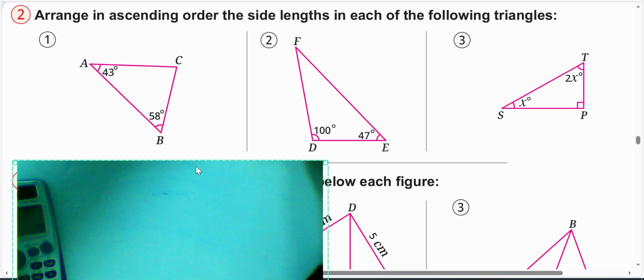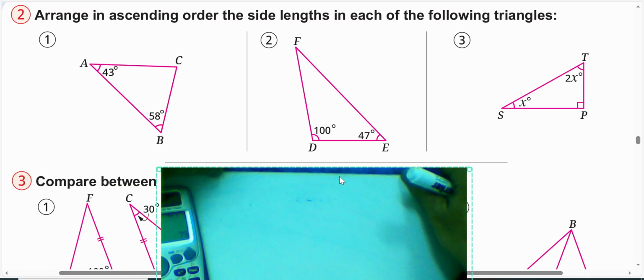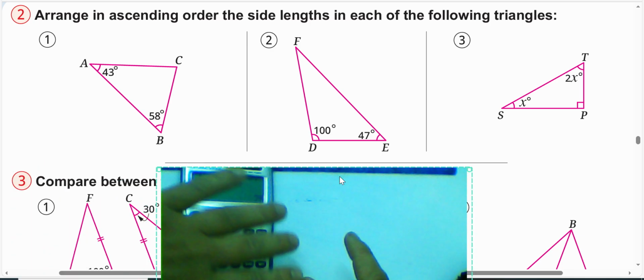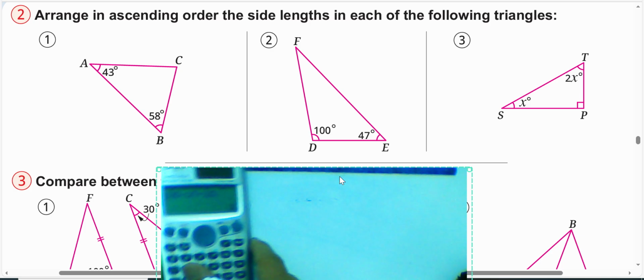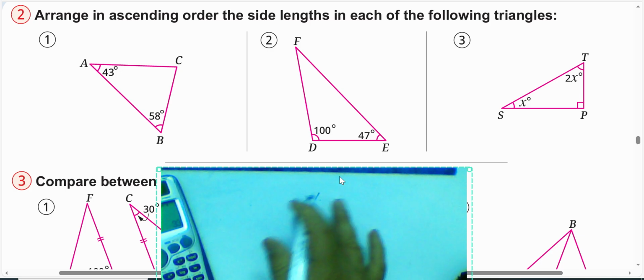Question number 2. We have angle 100 and he wants to arrange in ascending order. First step, we can find the third angle: 180 subtract the sum of 47 and 100. The third angle will be 33. This angle 33.